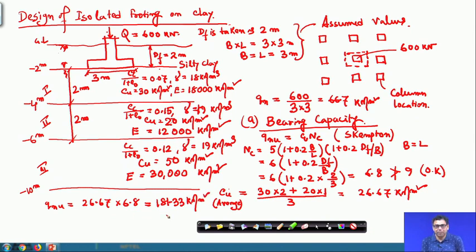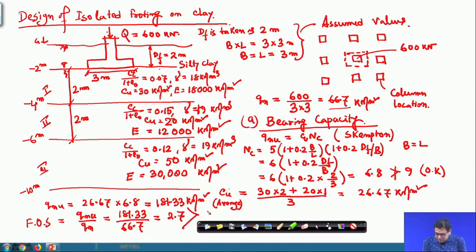So, this is the net ultimate bearing capacity, and the stress acting is 66.7 kilonewton per meter square. The factor of safety will be Q net ultimate divided by the Q net stress that is acting. So, 181.33 divided by 66.7, which is equal to 2.7. Which is greater than 2.5. So, my design is safe.